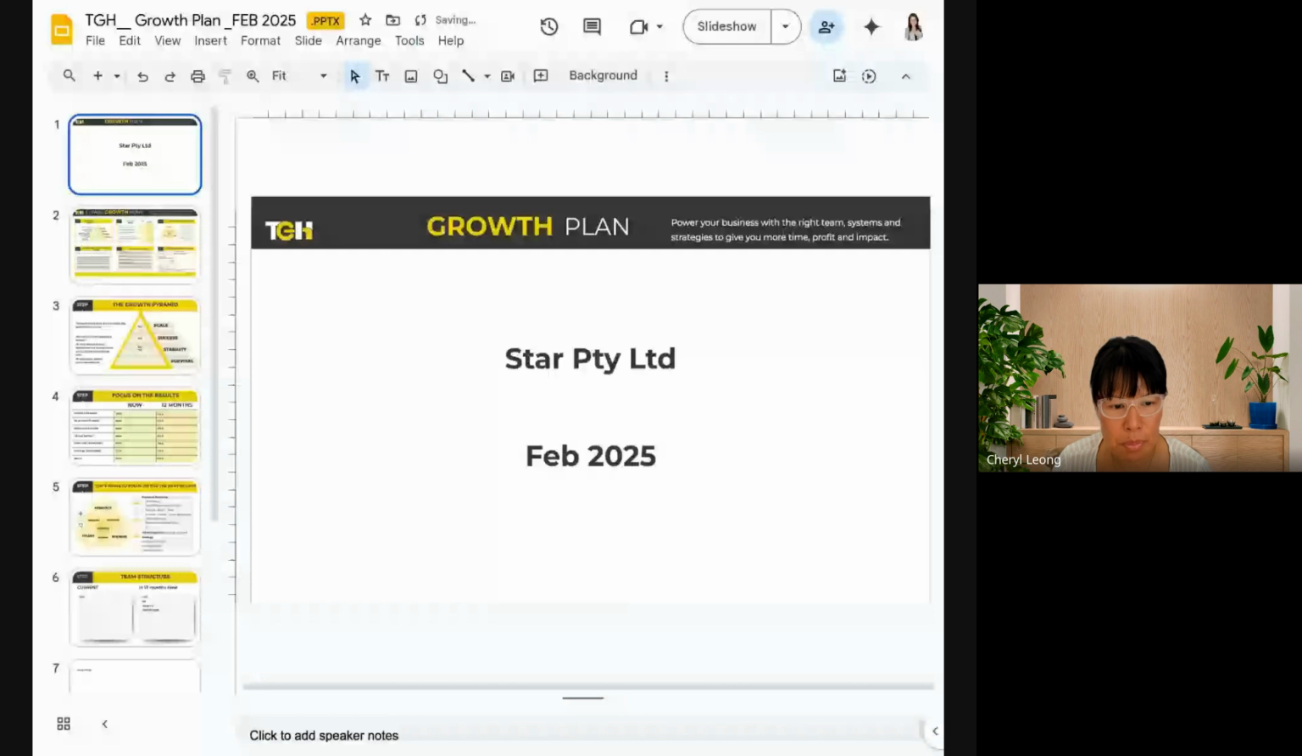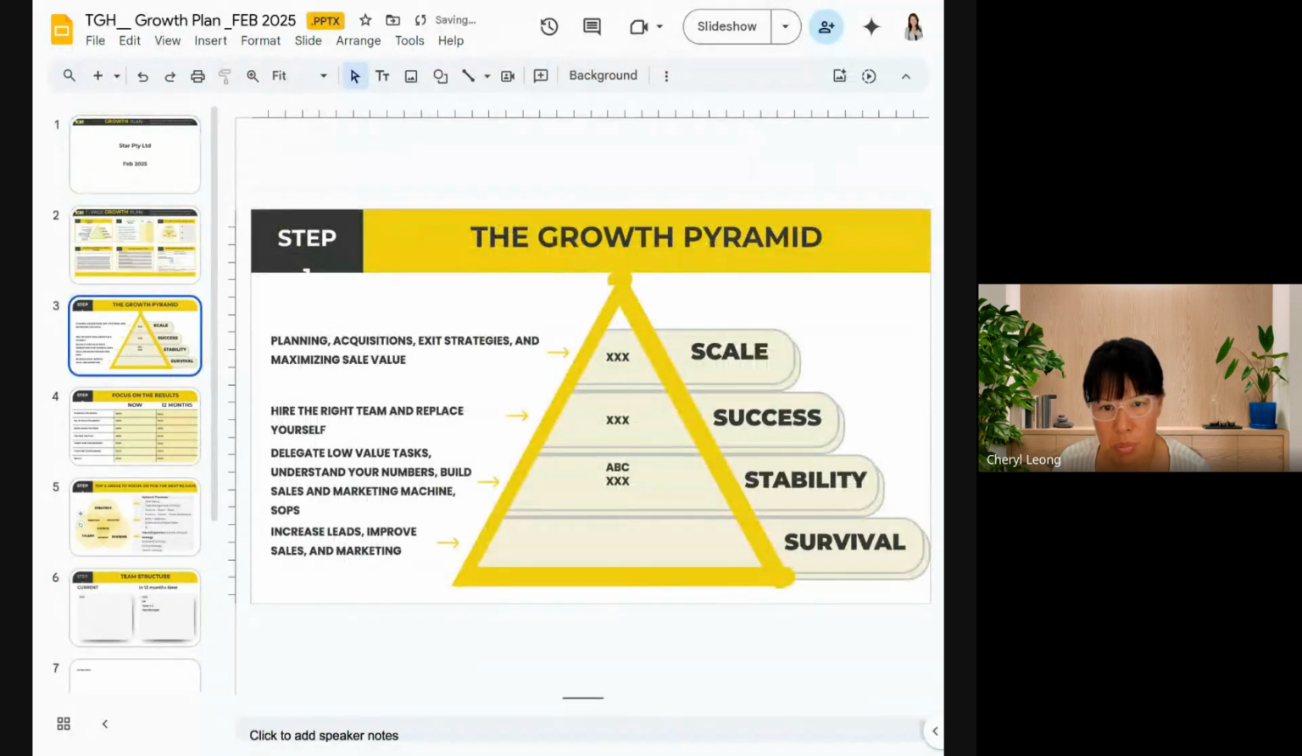So let's dive into the growth plan. I do have a little bit of a slide here just to guide us through what to expect. I've created a new company called Star Proprietary Limited. Very fancy and very imaginative. And effectively what we go through with our clients is we have a look at where they are on what we call the growth pyramid.